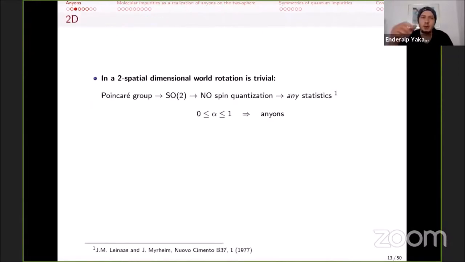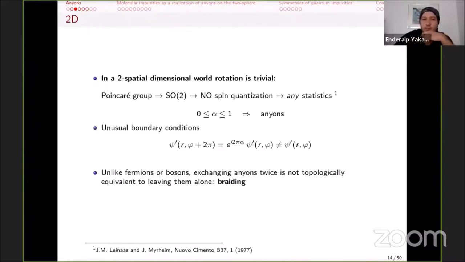But if you lower your dimension, for example, if you go to 2+1 dimensional space-time, then you can still start from the spin-statistics theorem, but this time the little group or the Wigner group goes to SO(2), and SO(2) is just an abelian group. You can rotate either in the clockwise direction or the anti-clockwise direction, and there is no non-trivial Lie algebra, and spin is not quantized in this sense. Therefore, spin can assume any number. Therefore, the statistical parameter alpha can assume any number between 0 and 1. That's why these particles do not obey any statistics. That's why they are called anyons.